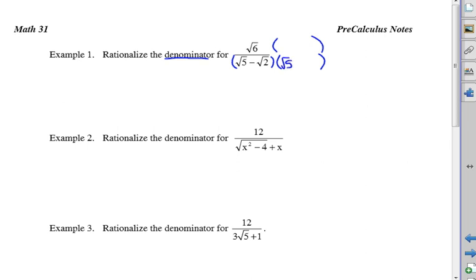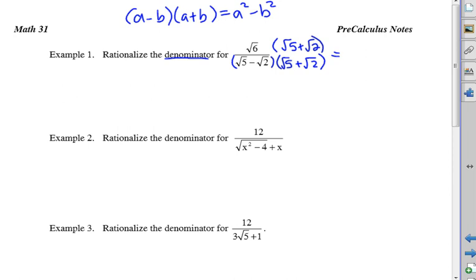Root 5 plus root 2. We want to make a conjugate pair so we have a difference of squares. Because a difference of squares, if you have a minus b times a plus b, it's always equal to a squared minus b squared. Right? There is no middle term. And if we square a square root, guess what? It's gone. Okay, so let's do some math.